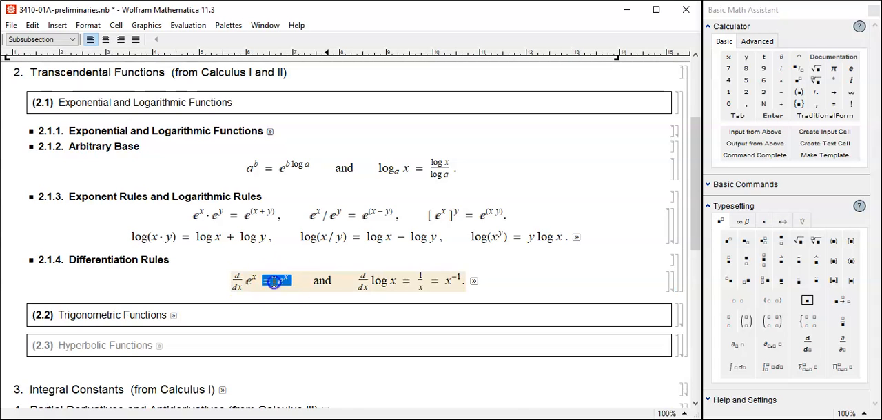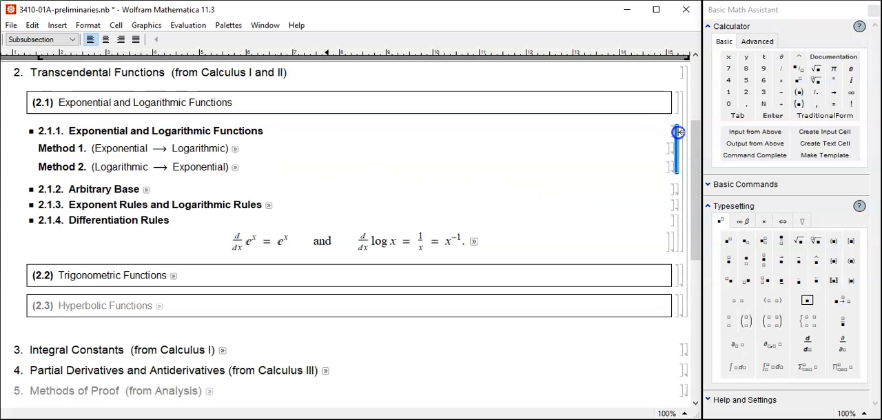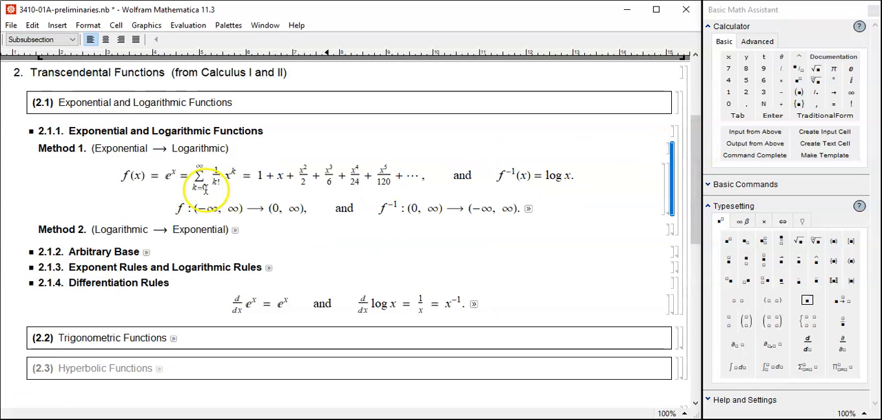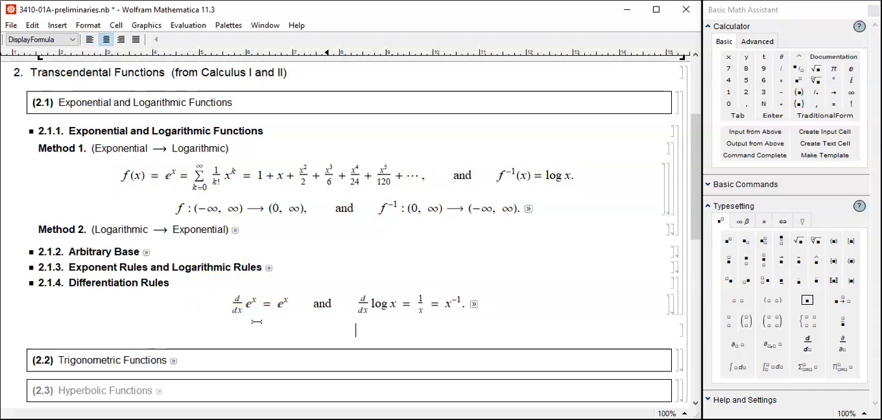The derivative of exponential functions stay the same, and derivative of log function is 1 over x. How do you prove the first one? Well, you can always go back to the definition of the exponential function here, and then you can define from there. We can prove it from there.